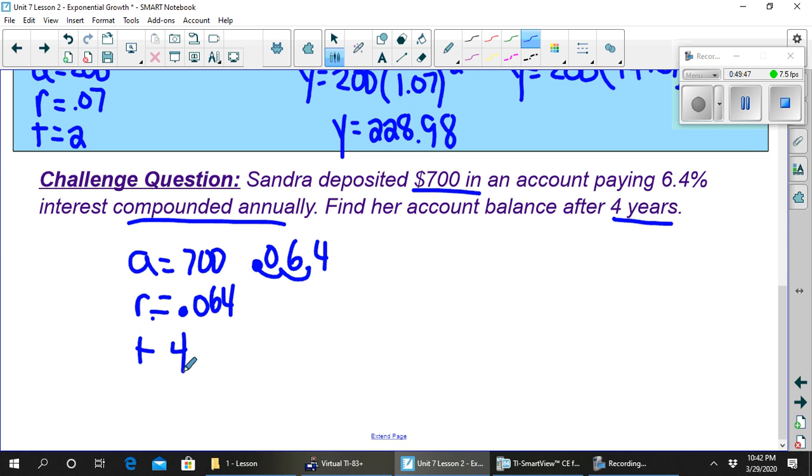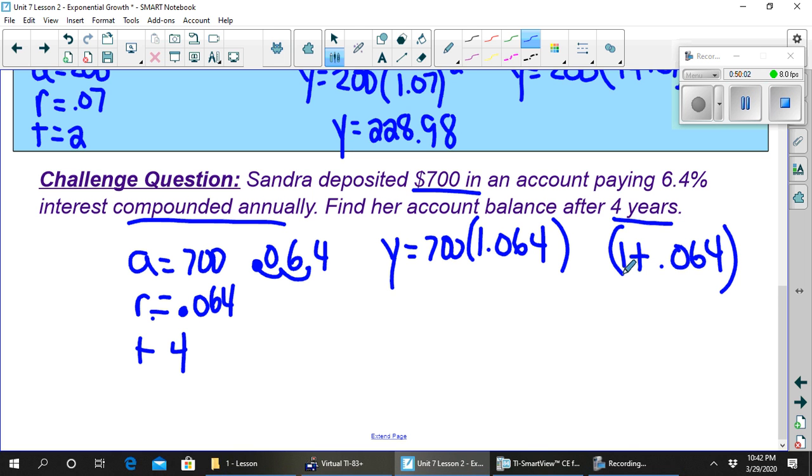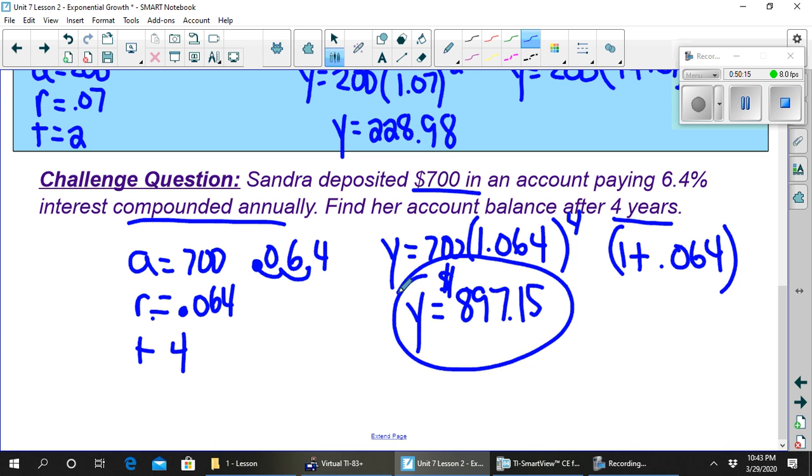And the time is 4. So you have Y equals, it's just another problem, 700 times 1.064, which is 1 plus 0.064. Don't forget that. And then it's to the power of 4. So if you put that into the calculator, you get 900. So it's the same type of problem. Nothing more difficult. This is compound interest. Compound interest is obviously an increase in the amount that you originally had.